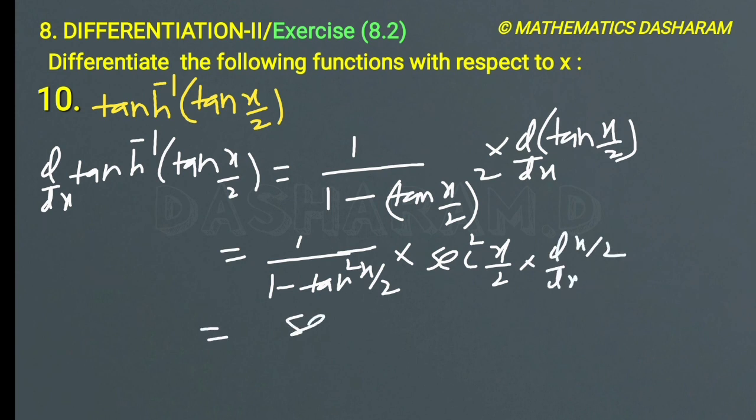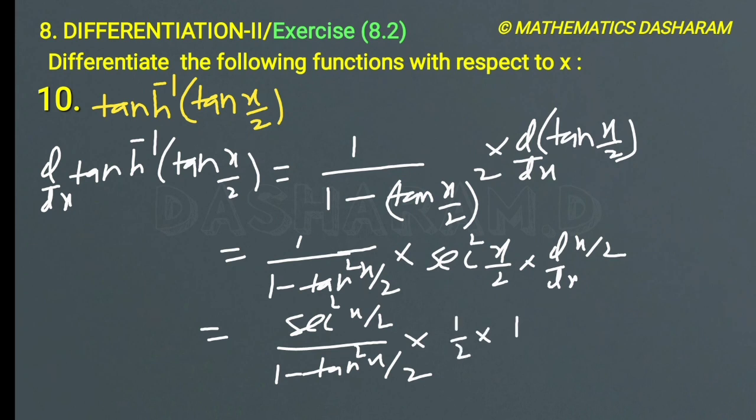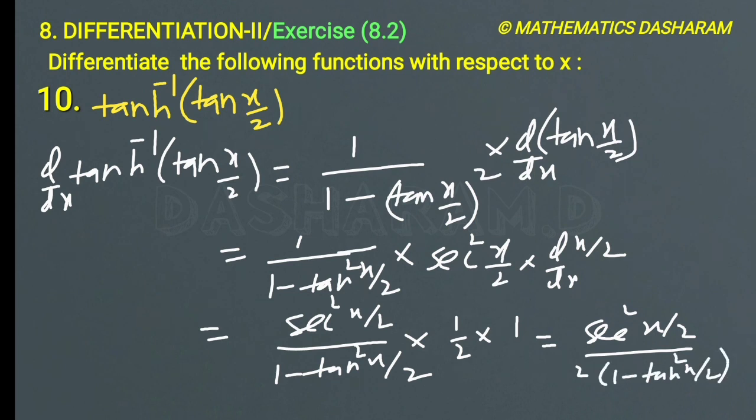Now it equals secant square x by 2 divided by 1 minus tan square x by 2 into the derivative of x by 2, which is 1 by 2 into 1. So the final answer is secant square x by 2 divided by 2 into 1 minus tan square x by 2. But this answer can be simplified more. See how I am simplifying. Observe carefully.